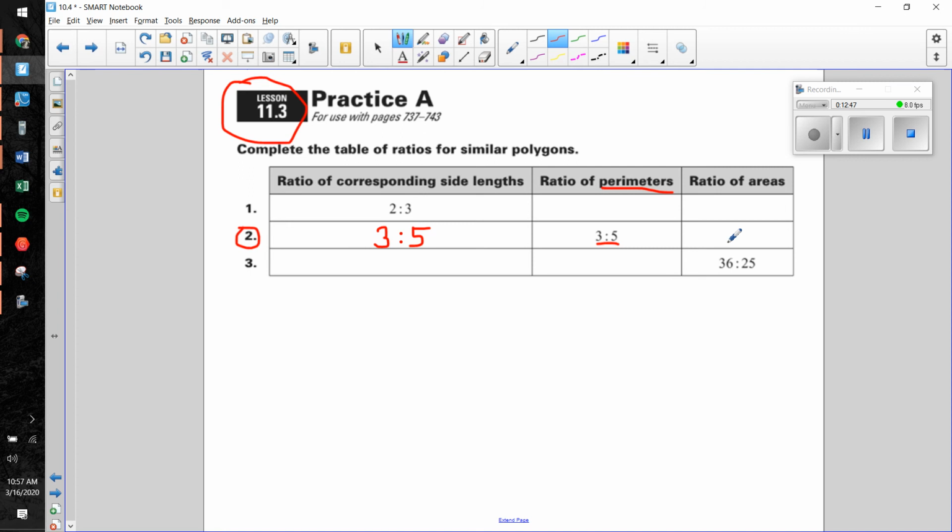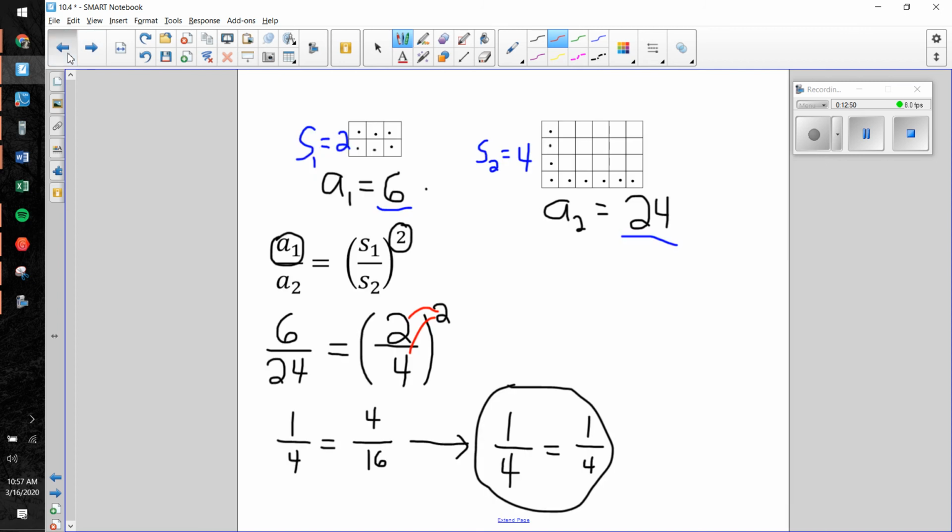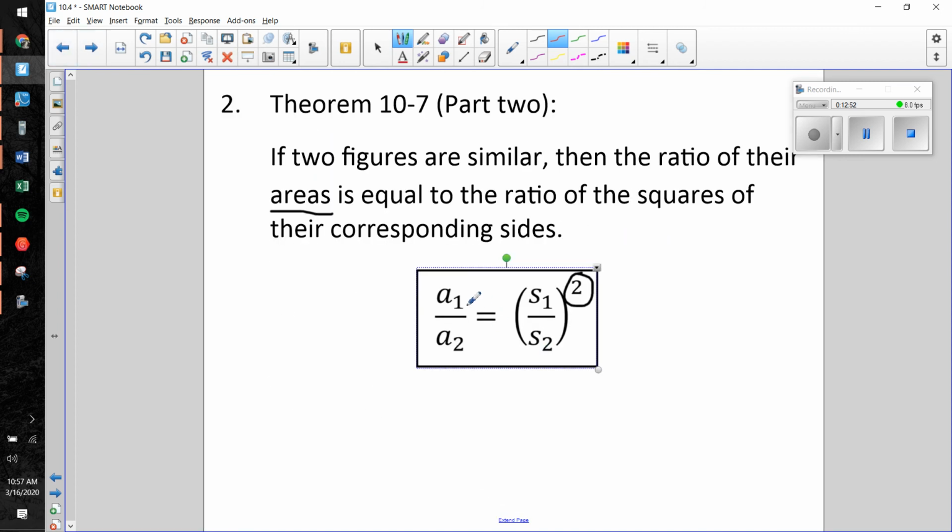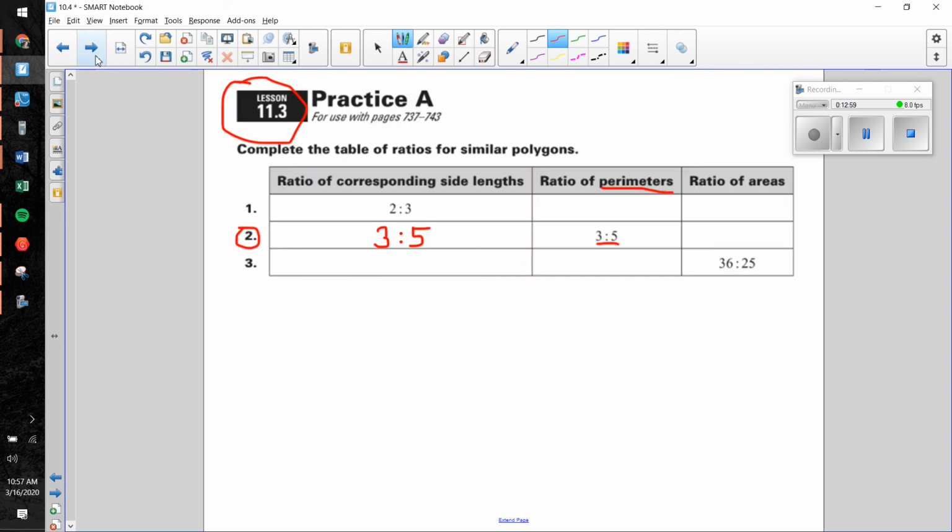Now when we look over here for the ratio of areas, let's go back 2 slides and look at this idea, that the ratio of the two areas is the square of the ratio of their sides. So what that means is if the ratio of our side lengths is 3 to 5, the ratio of the areas is just the square of these two numbers. The 3 squared is going to get us a 9, and the 5 squared to the right of it is going to get us a 25. So the ratio of our areas, everybody, is going to be 9 to 25.